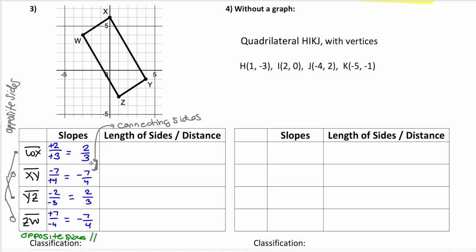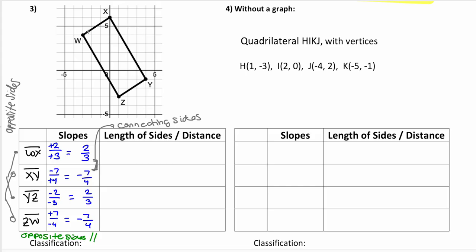But we also have a quadrilateral. So we just need to know if it's a rectangle. Wait, it's not a rectangle, if it's a parallelogram or a rhombus. So looking at our distances, we're going to be using the Pythagorean theorem again.